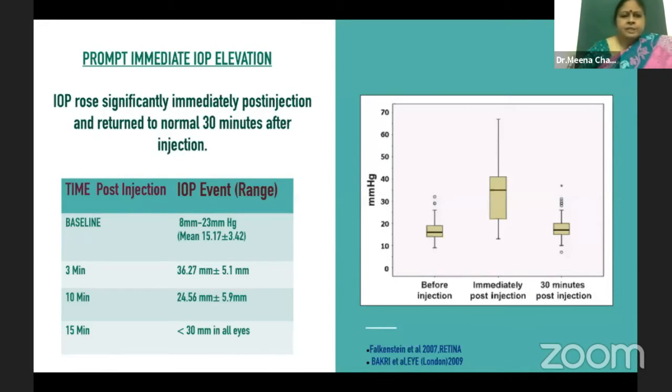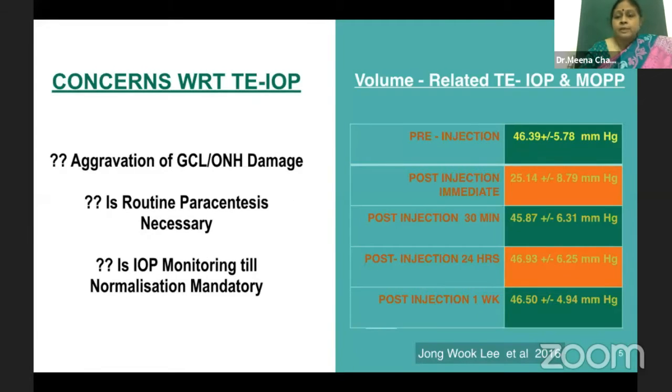If you look at the factors responsible for the prompt and immediate elevation of intraocular pressure, in the majority of patients the pressure returns to normal in about 15 to 30 minutes, and hence no specific treatment is necessary. However, there is some concern whether the volume-related increase in intraocular pressure may further damage the ganglion cell layer or the optic nerve head in an eye which is compromised, for example a patient who has primary open-angle glaucoma. There is also concern whether paracentesis should be performed in all these patients, and whether the patient requires IOP monitoring till normalization of pressure.